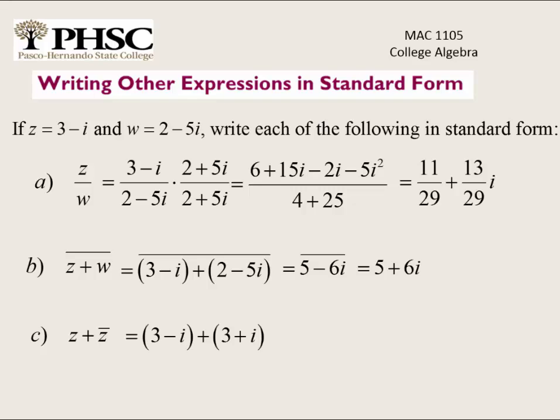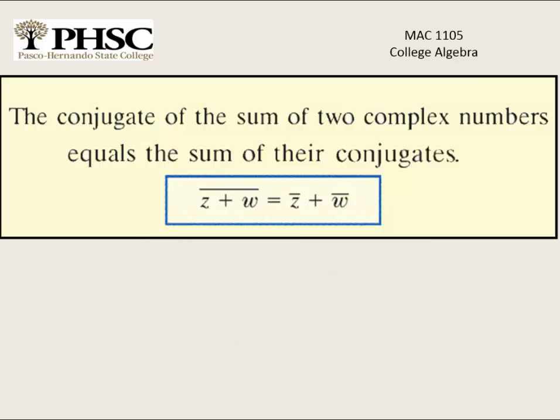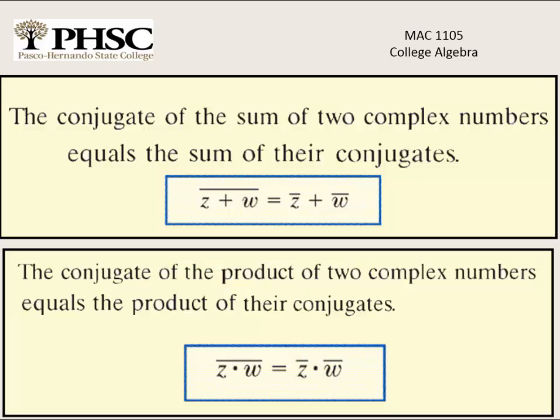And then the last example is z plus its complex conjugate. So 3 minus i plus 3 plus i, and that's just going to give us 6. So the conjugate of the sum of two complex numbers equals the sum of the conjugates. We can divide that up, and the conjugate of a product of complex numbers equals the product of the conjugates.